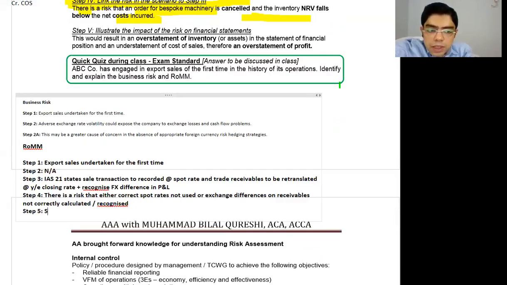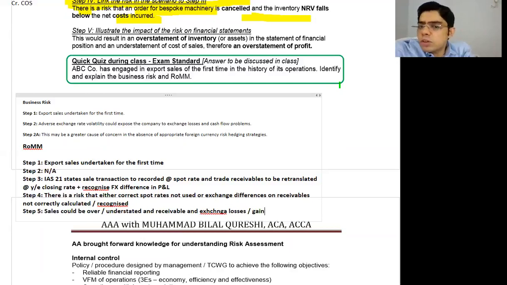So sales could be over or understated. Now, in this particular scenario, because depending on what rate has been used, the sales could be under or overstated, and receivable and exchange losses or gains, depending on what rates are there, could be over or understated.